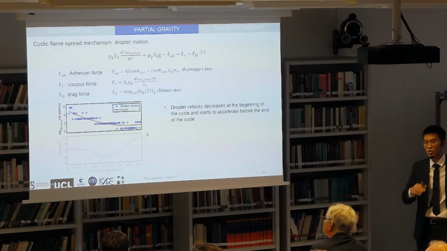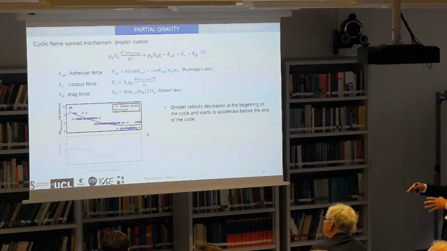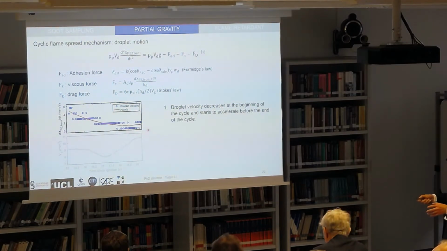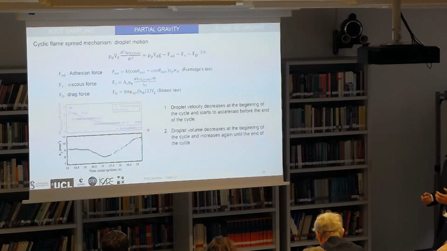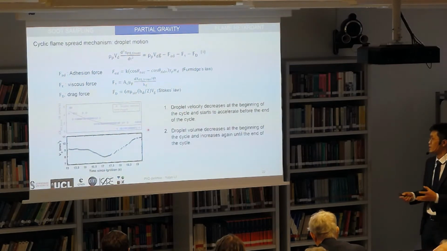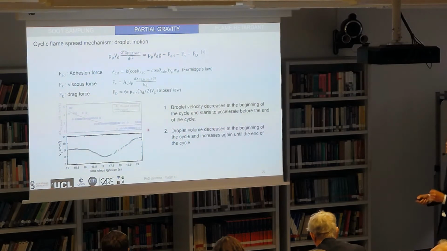the droplet slides almost over all the cycles, and then at the end, it tends to accelerate again. In the meantime, the droplet volume decreases at the beginning of the cycle and then increases again until the end of the cycle.